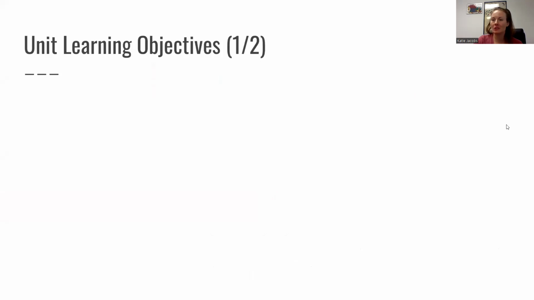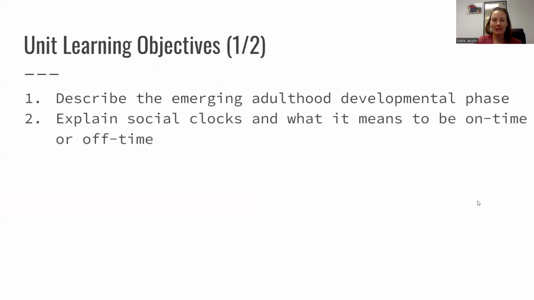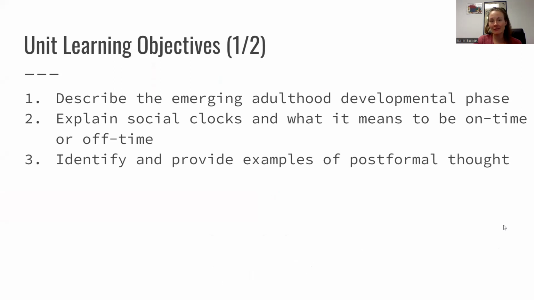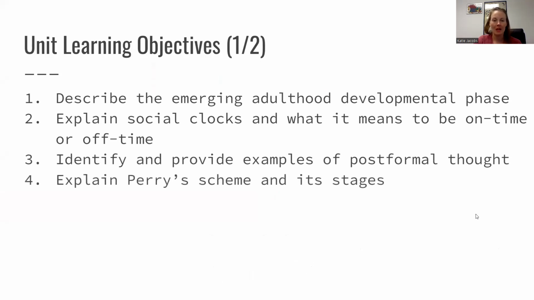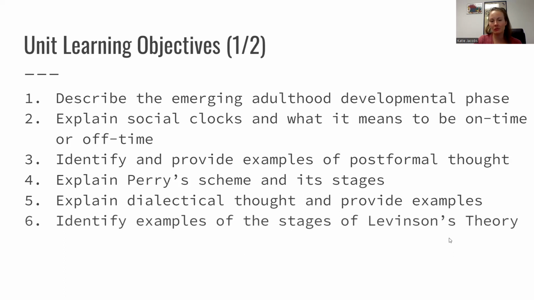Welcome to Module 8, where we're going to go over emerging and early adulthood. After we get through this unit, there's a few things I want you to be able to do. I'd like you to be able to describe the emerging adulthood developmental phase. I'd like you to be able to explain social clocks and what it means to be on time or off time. I want you to be able to identify and provide examples of post-formal thought. I want you to be able to explain Perry's scheme and its stages. I want you to be able to explain dialectical thought and provide examples. I want you to be able to identify examples of the stages of Levinson's theory.